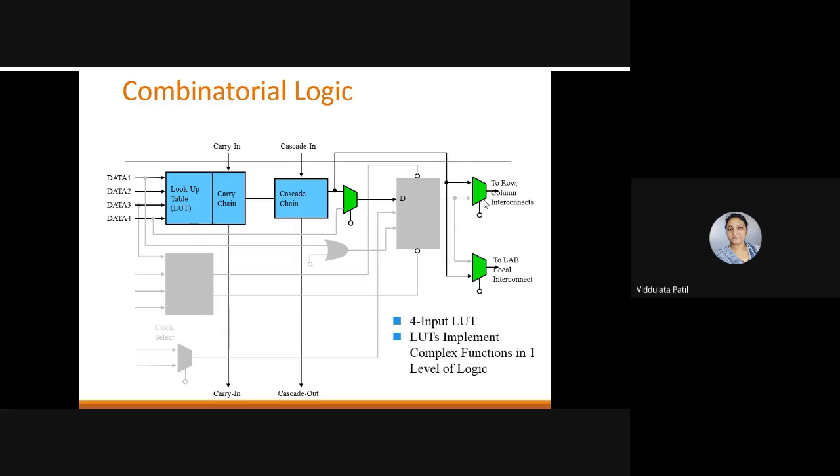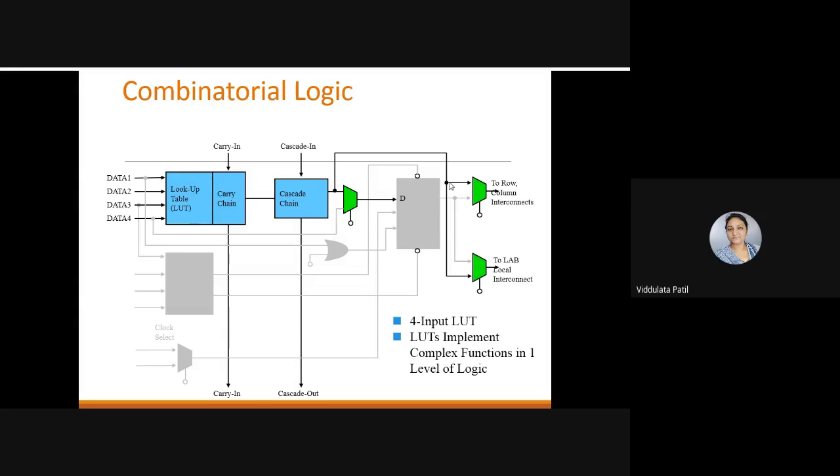Depending on whatever is the select input, this multiplexer will select that input. So either it will select the flip flop's output or it will select the cascade chain output.